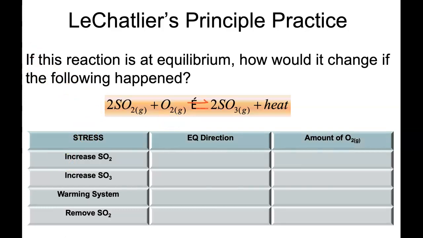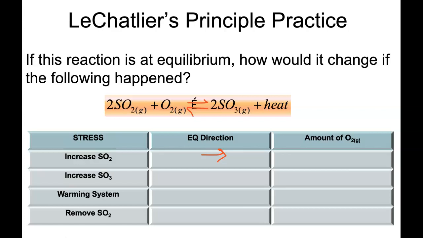So here is this equilibrium expression, SO2 reacting with oxygen to make SO3 and heat. If this reaction is at equilibrium, how would it change if we did these things? If we increase the SO2, that is going to allow us to make more products. So our equilibrium would shift to the right, or toward the products.